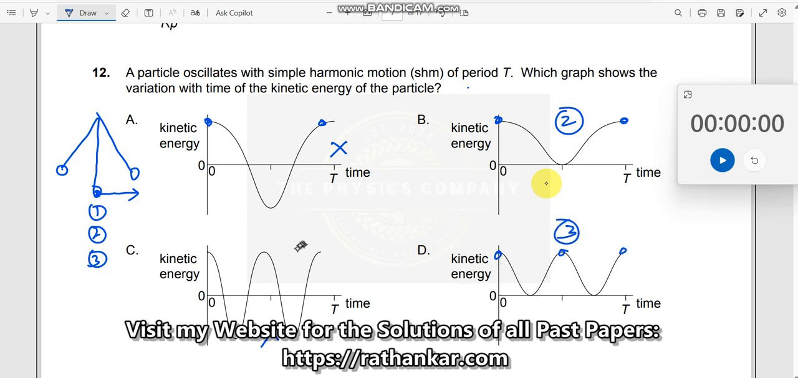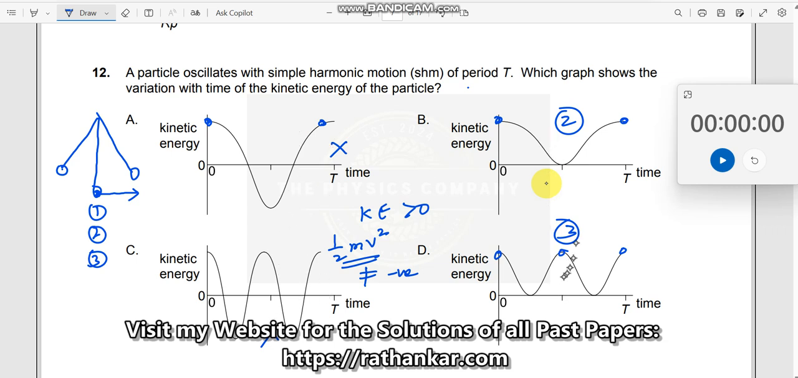The first thing I look at is whether kinetic energy is greater than 0. Kinetic energy is always greater than 0. Why? Because kinetic energy is given by the formula half mv square. m cannot be less than 0, m is always positive. v can be positive or negative. If it is positive, v square is positive. If it is negative, v square is still positive. So kinetic energy can never become negative. Therefore, these two graphs definitely are incorrect.